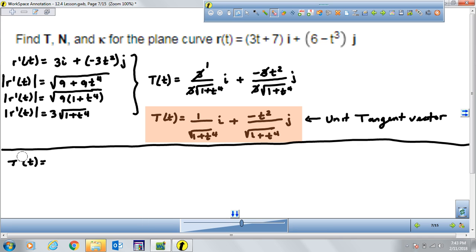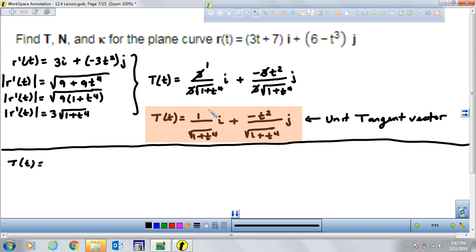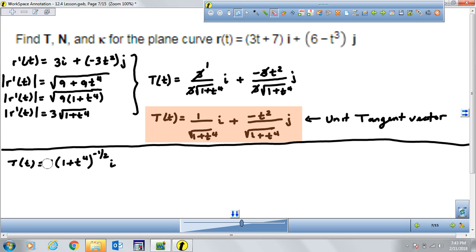So before I get the derivative, I'm going to modify this vector by moving the denominator to the top, because the square root represents a power of 1/2. If I just bring it over, it's going to be a power of negative 1/2. So that would be 1 times 1 plus t to the 4th raised to the negative 1/2 i. But again, I don't need that 1 in the front. We can just take it off.